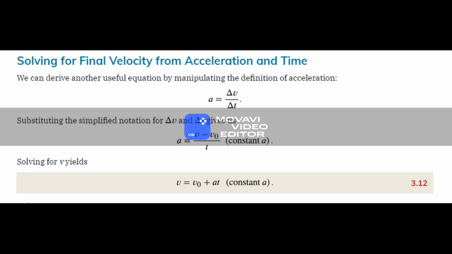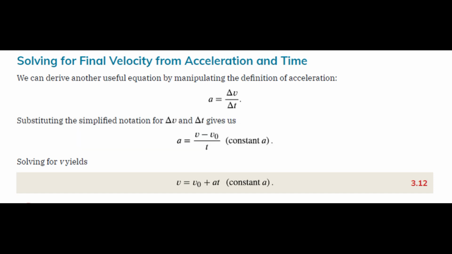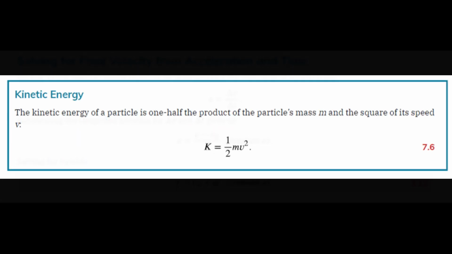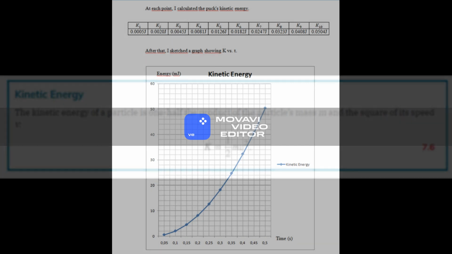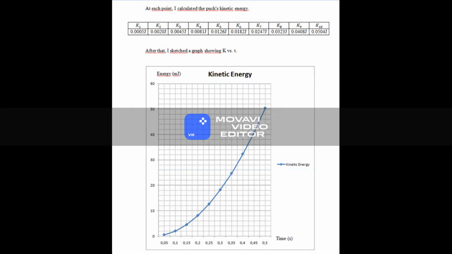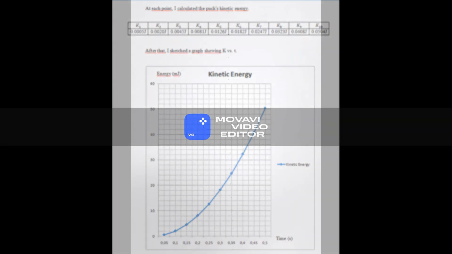Using kinematic formulas, we can determine the puck's velocity at different times. We measured the mass of the puck and we already determined its velocity, so we can compute its kinetic energy. We recorded the values in the table and sketched the graph of kinetic energy versus time.